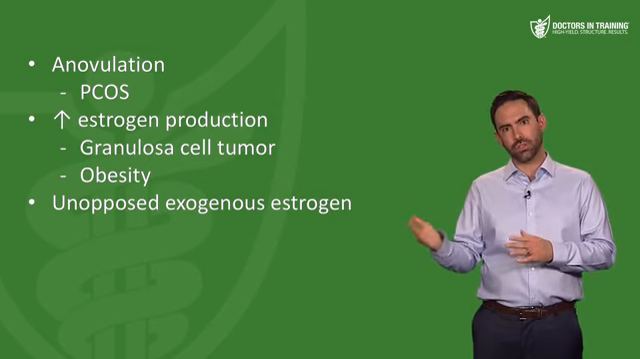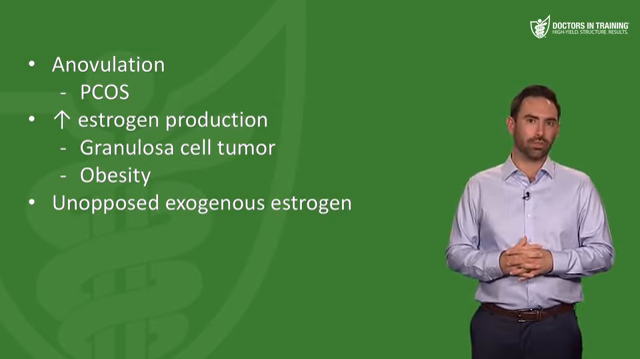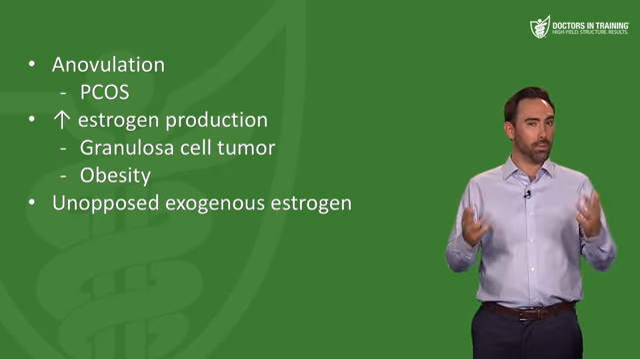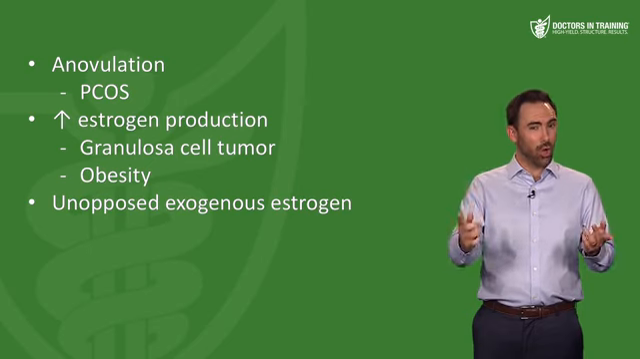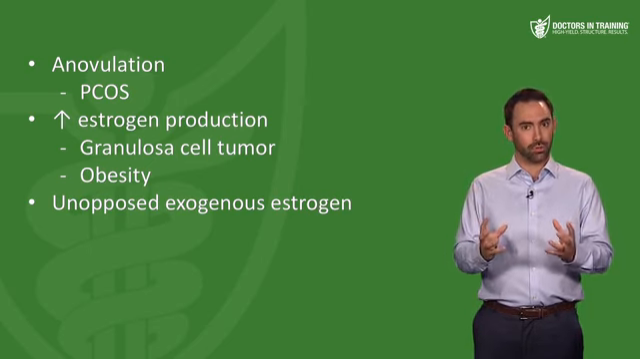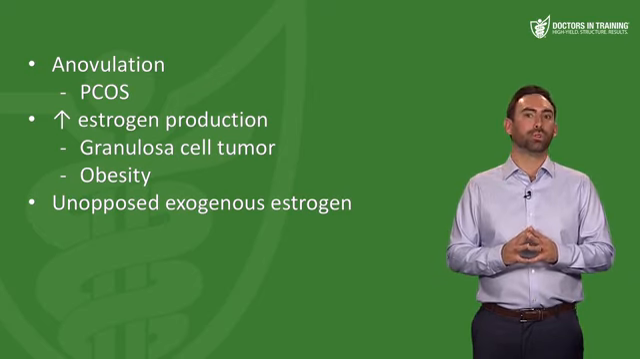And then, of course, too much exogenous estrogen can do this. An example of this is hormone replacement therapy for the treatment of menopause. That's why we always give progesterone along with estrogen if a woman has a uterus. You never want to give unopposed estrogen.